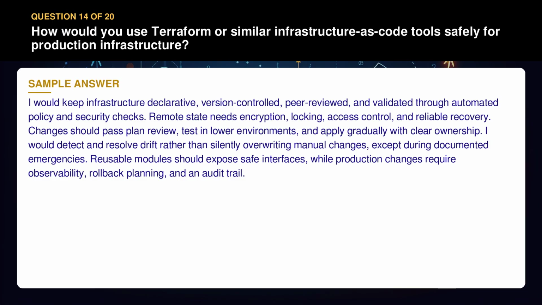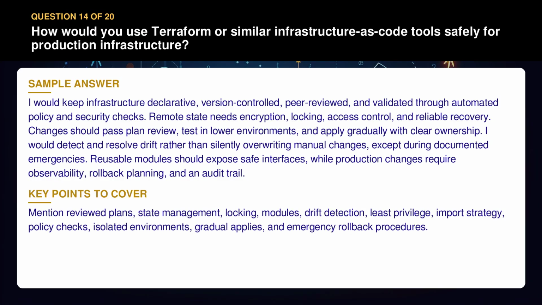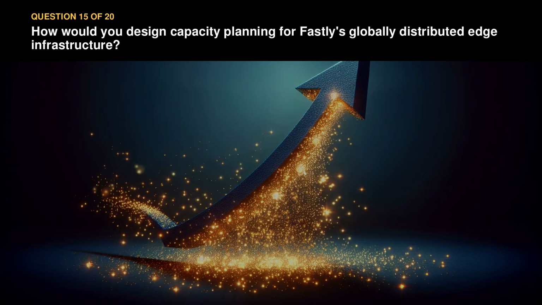I would detect and resolve drift rather than silently overriding manual changes, except during documented emergencies. Reusable modules should expose safe interfaces, while production changes require observability, rollback planning, and an audit trail. Mention reviewed plans, state management, locking, modules, drift detection, least privilege, import strategy, policy checks, isolated environments, gradual applies, and emergency rollback procedures.